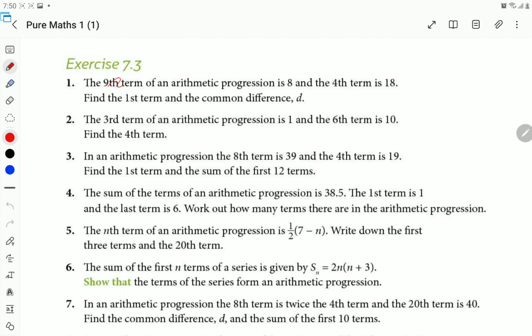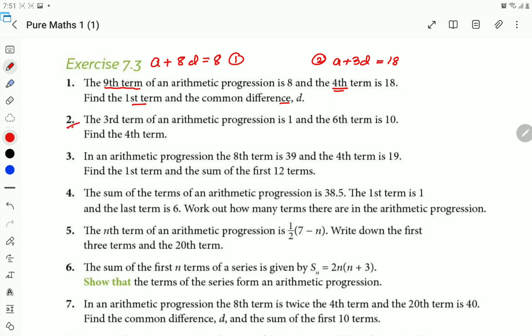It says the ninth term. What is the ninth term? That is a plus 8d, is equal to 8. The fourth term, what is that? A plus 3d is equal to 18. So therefore, to find the first term and the difference, you need to solve the simultaneous equations, then done.